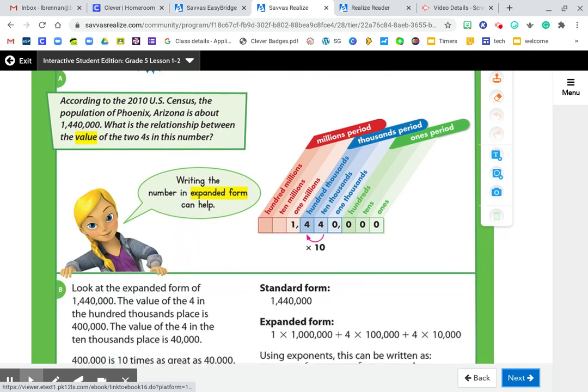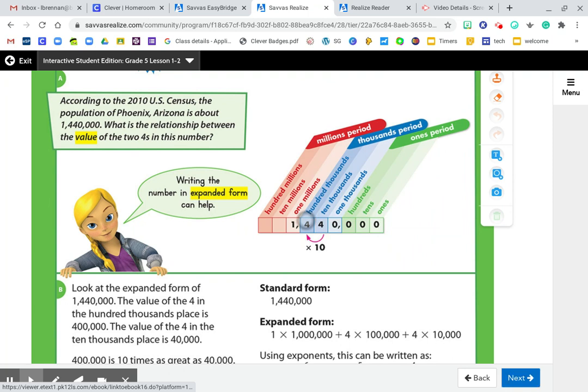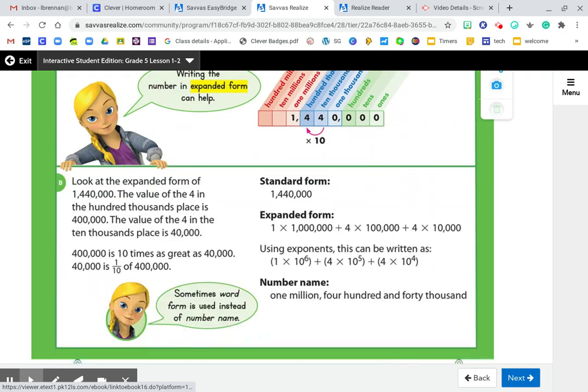So what is the value of the 4s? Just like we did before, we write the number on a place value chart. We're taking a look and we're knowing that this 4 in the hundred thousands is 10 times bigger than the 4 in the ten thousands. And these are the things we just talked about.